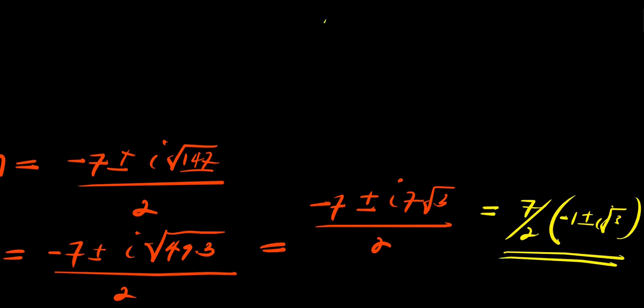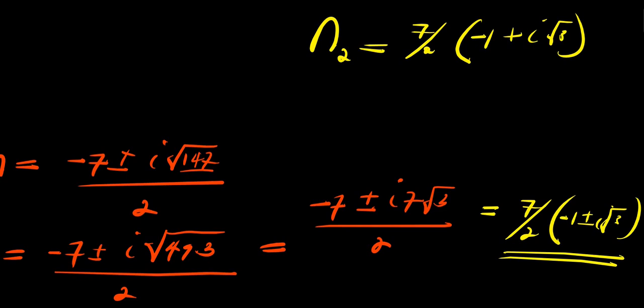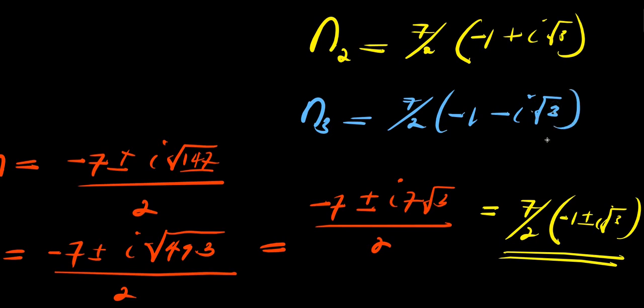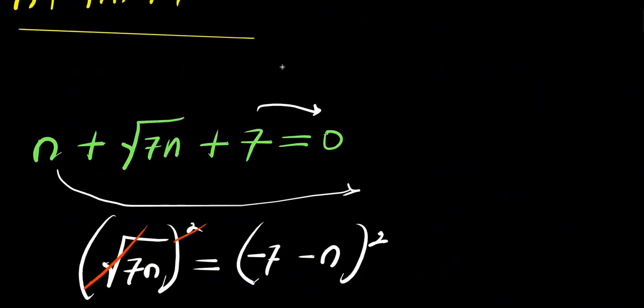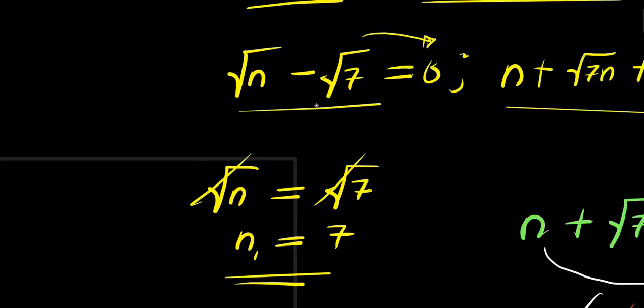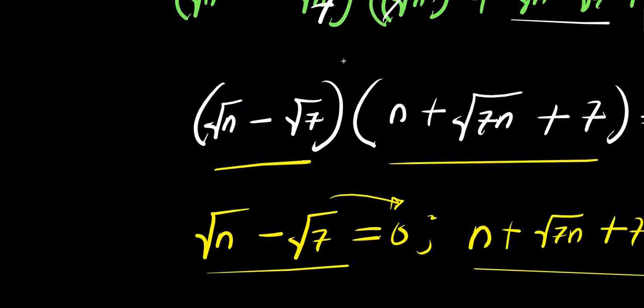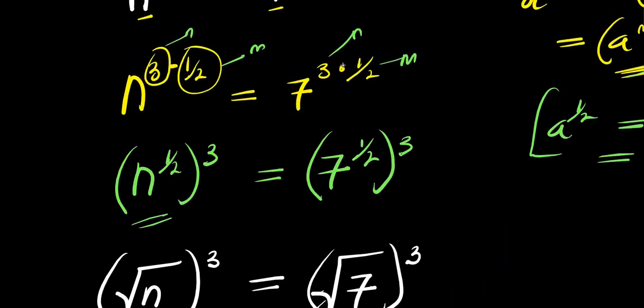So we have two complex solutions, which are n2 equals 7 over 2 times negative 1 plus i root 3, and we also have n3 equals 7 over 2 times negative 1 minus i root 3. So these are the two complex solutions. And we also have one real solution, which was n equals 7. Let me add somewhere here, this is our n1, which is equal to 7. So that is how you can solve this exponential problem.